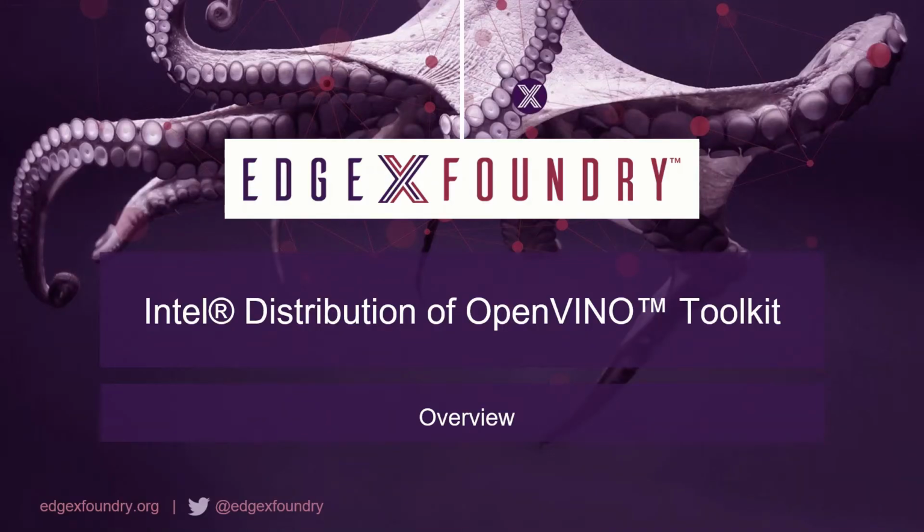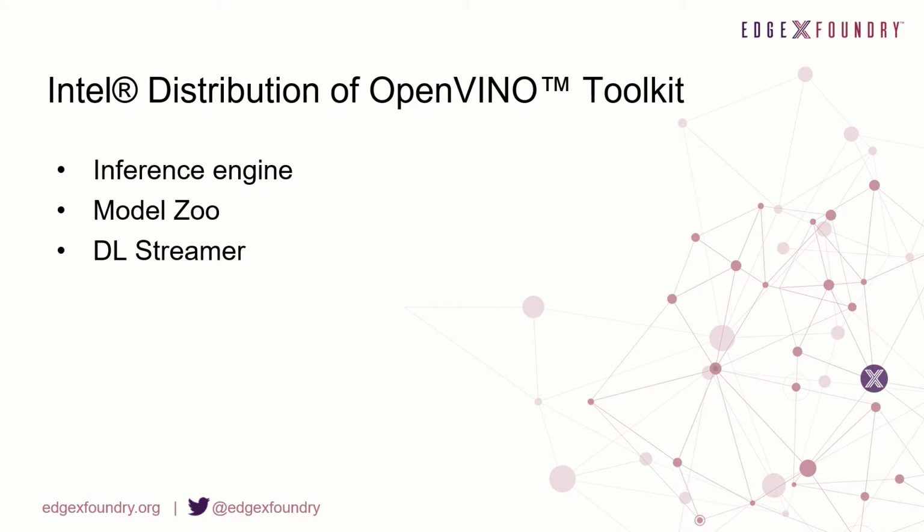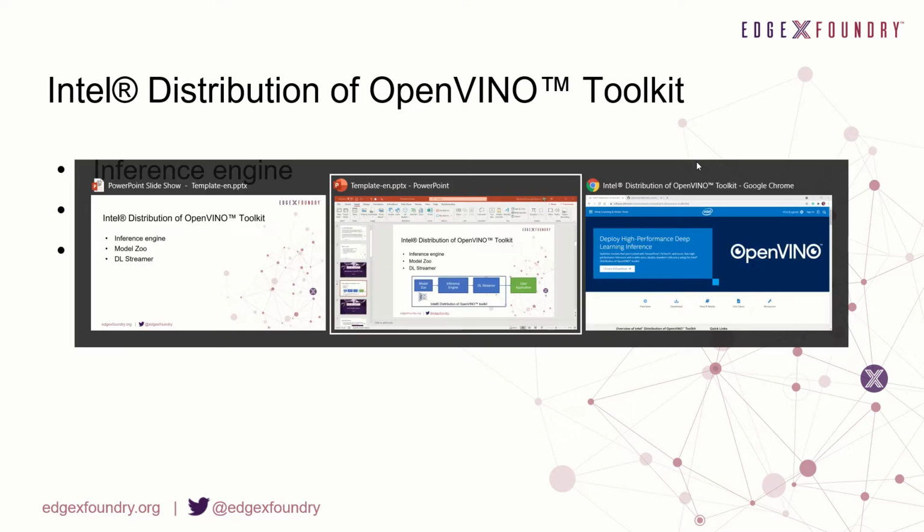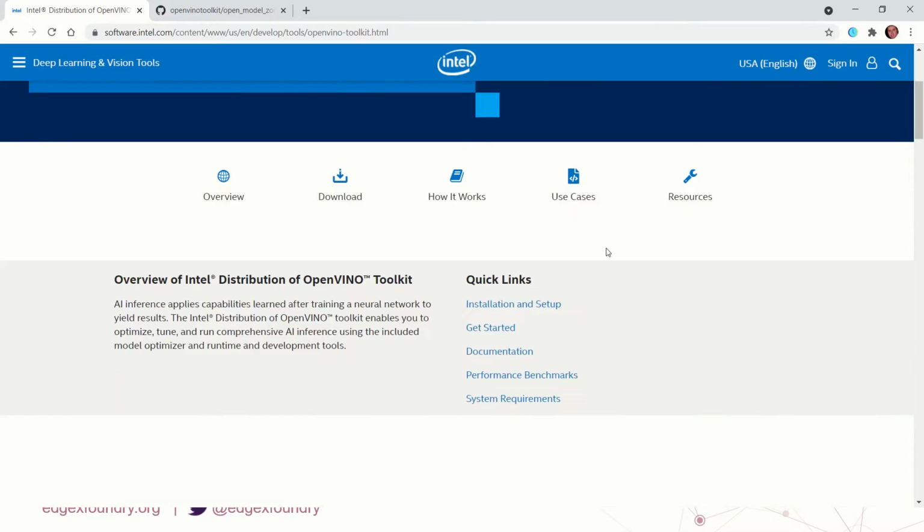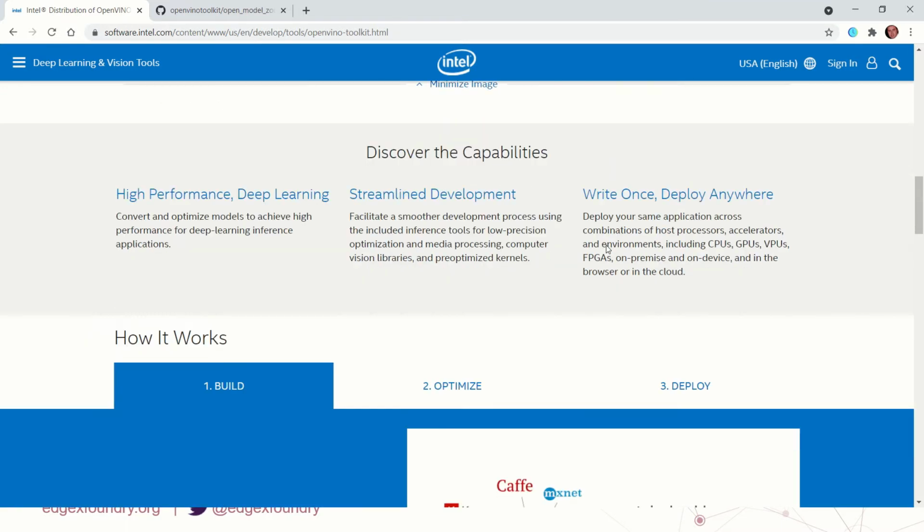Okay, first let's talk about Intel distribution of OpenVINO toolkit. Let's have an overview of that. What is OpenVINO? OpenVINO is a tool to run high-performance inferencing at the edge or at the cloud for deep learning use cases. If we go to the website here, how it works.